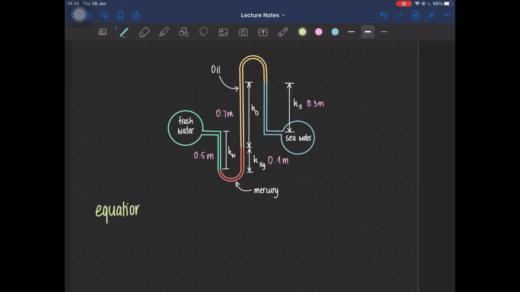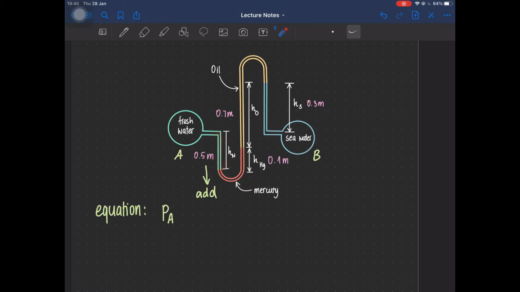So the equation goes like this: we name the fresh water as point A, and we name the seawater as point B. We write the equation as pressure at point A first, and remember this: if the liquid is going down, it means addition, and if the liquid is going up, it's subtraction.